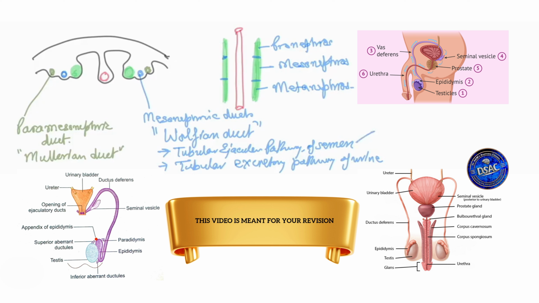So what will it derive into in males? It will develop into the epididymis, then vas deferens, seminal vesicles. Actually, seminal vesicles are just like an evagination from the vas deferens, so the same lining epithelium is there, and then ejaculatory ducts. All these structures mentioned here are derived from the mesonephric duct.